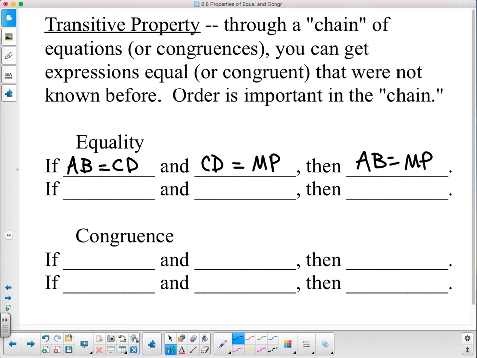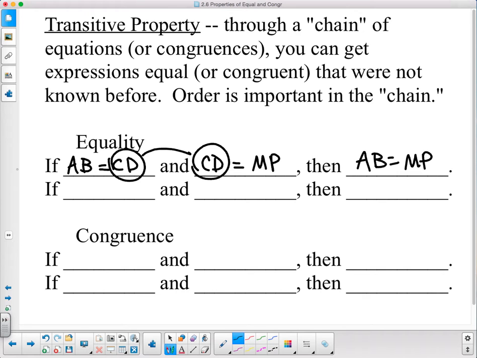So take a look at how that one's created. See the CD repeating? The right-hand side and the left-hand side of their equations. That's the link that hooks them together and drops out. You get the first and the last. Kind of like syllogism, those if-thens that we were linking together.